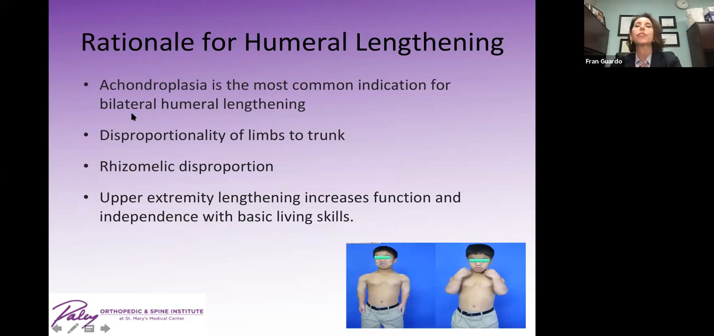The rationale for humeral lengthening in achondroplasia: we talked about how achondroplasia is the most common indication for bilateral humeral lengthening. We also talked about the disproportionality of limbs to trunk, the rhizomelic disproportion. The trunk is of roughly normal length, but the limbs, especially the upper limb, are much shorter in comparison. Upper limb lengthening increases function and independence with basic living skills.